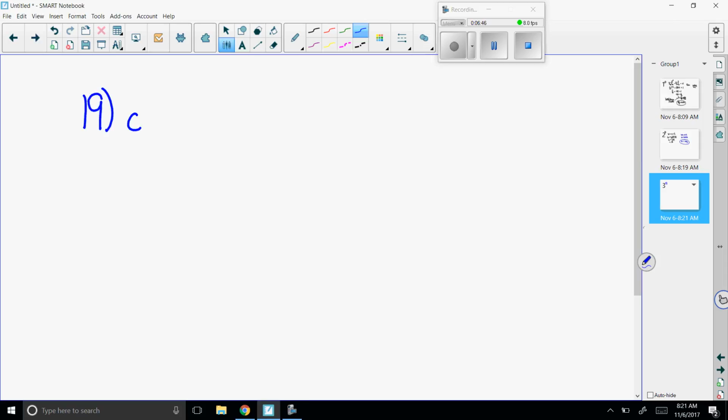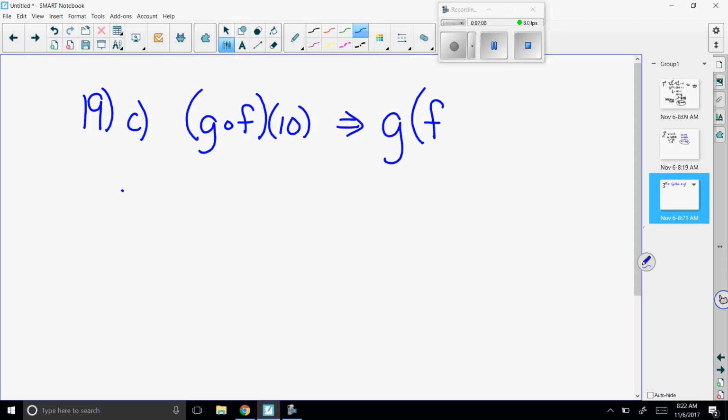So 19C says, I think, G of F of 10. And this is what we know. Well, what does that mean, right? That G of F of 10, that's something you were used to seeing in pre-calc that looks like this: G of F of 10. That means the same thing. So I really do think you know how to solve it. I just think you're not used to that notation.